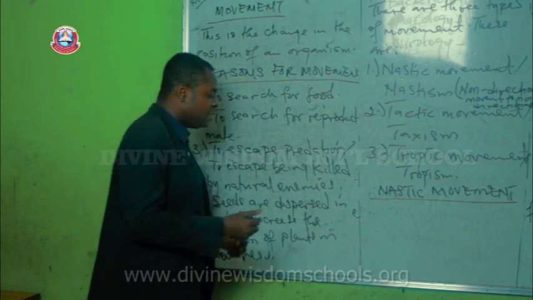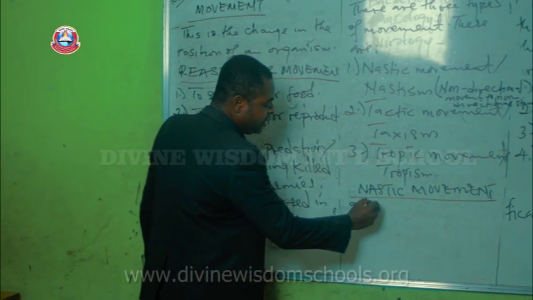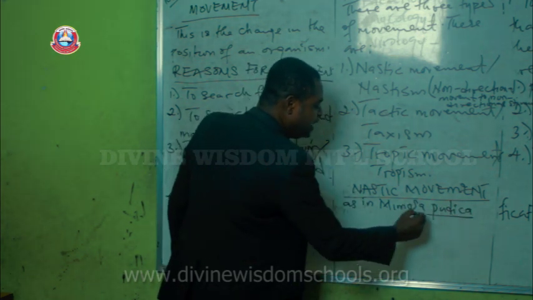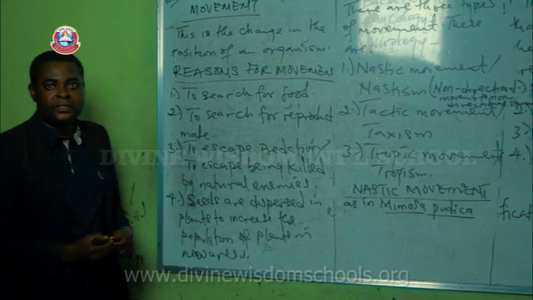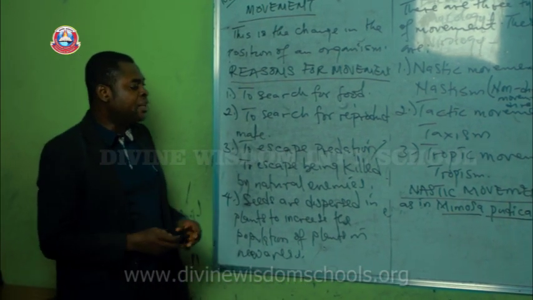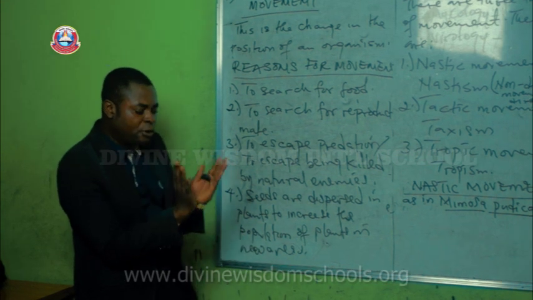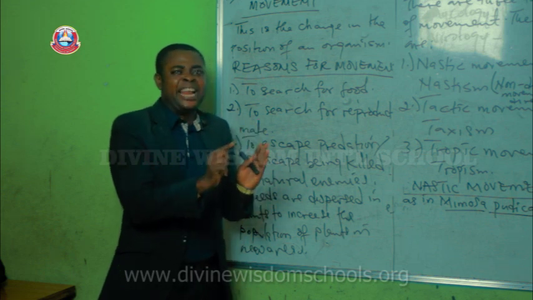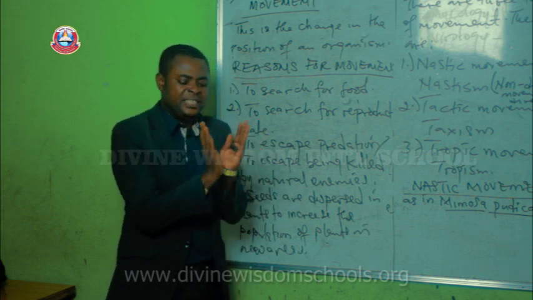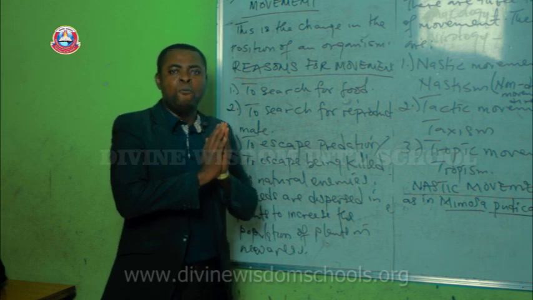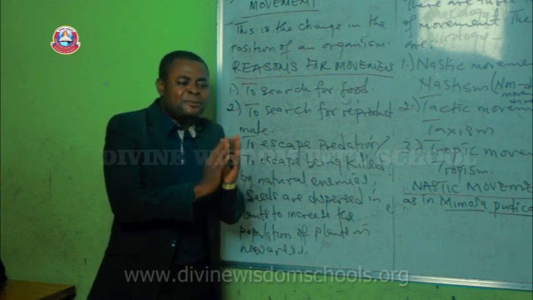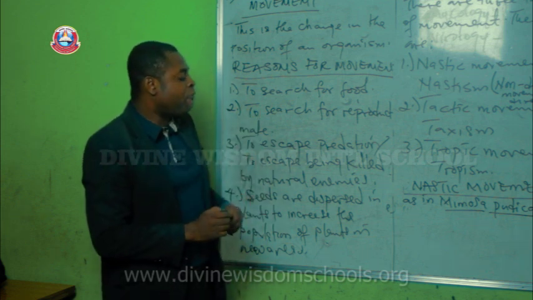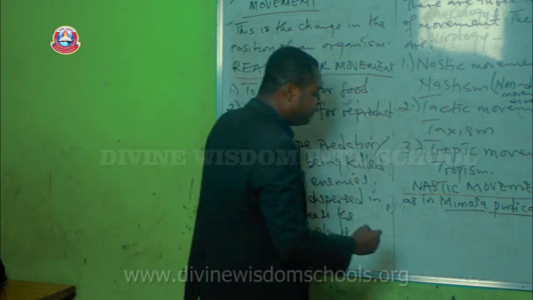Now, an example of a plant that undergoes nastic movement is Mimosa pudica, which they call the sensitive plant. You have seen it before. When you touch the leaflet, it closes. Any part of the leaflet that you touch, there's no specific direction, just touch any part and it will close. That movement is a non-directional movement in response to a non-specific or diffused stimulus. That is Mimosa pudica. Another example of a plant that undergoes nastic movement is the 4 o'clock plant.